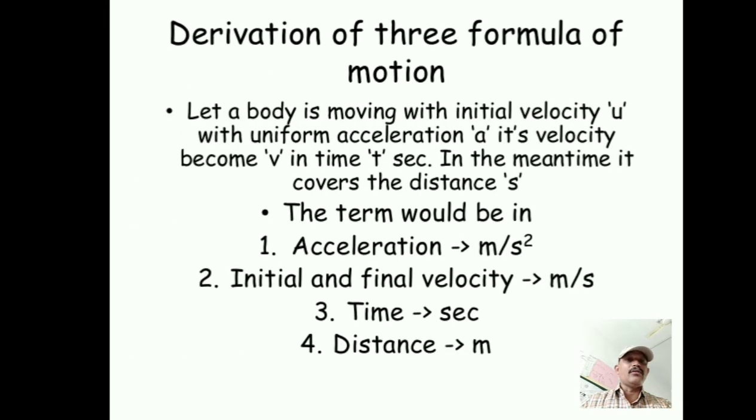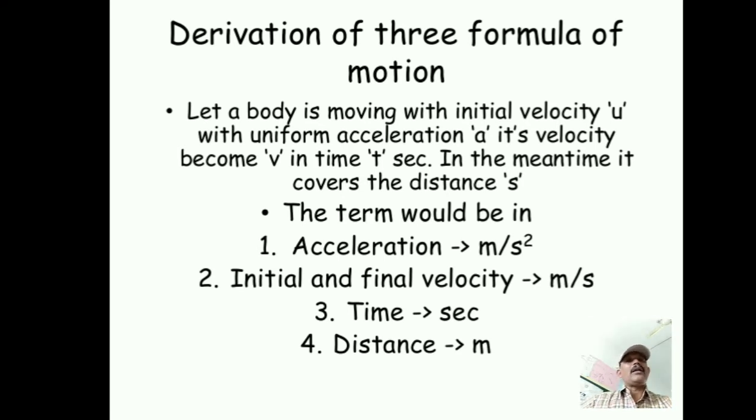Next we are studying the derivation of three formulas of motion. There are three formulas in motion. Those are v is equal to u plus at, next s is equal to ut plus half at square, and the last equation is 2as is equal to v square minus u square. All these three equations we will derive in the coming class.